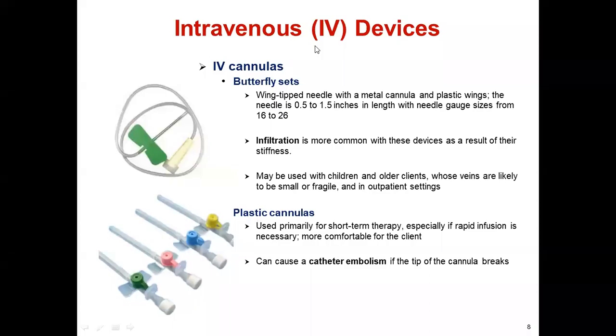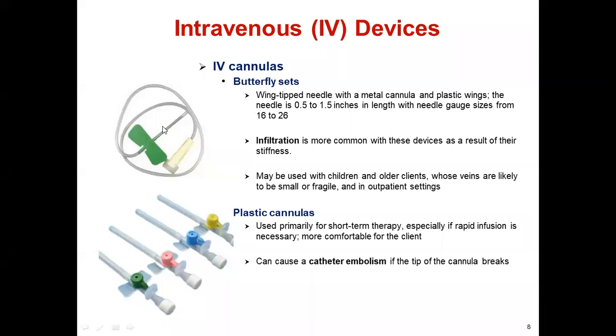So intravenous IV devices. The most common one is IV cannulas. There are different types of cannulas. The smallest one is called a butterfly set. This set looks like a butterfly. It has two wings and one needle. So the wing-strapped needle with a metal cannula.